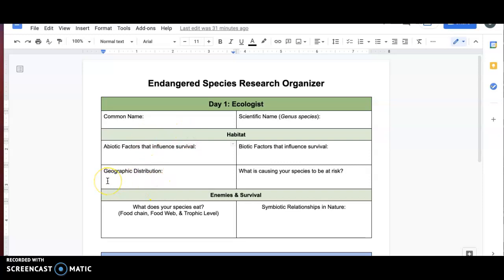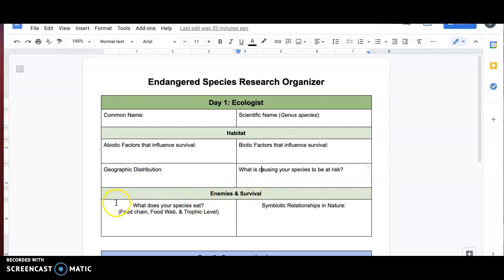Geographic distribution. What this means is if we were to look at a map, where is their natural habitat? You can use words to describe it here. If you want to find a picture and put in a picture there, you certainly can do that as well. And then what is causing your species to be at risk? What is the main culprit, or what is the main cause that is putting this species that you chose on that endangered species list? Or what's causing it the most harm?